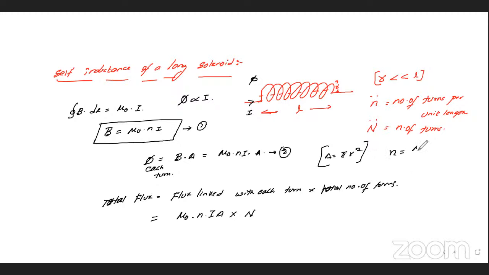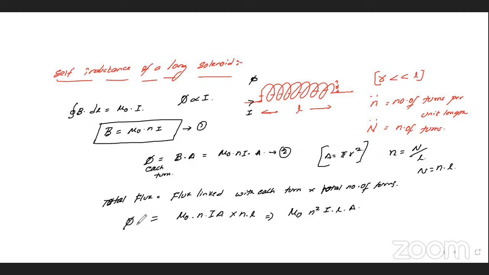Small n is equal to the number of turns per unit length. So capital N is equal to small n into l. I'm going to substitute that relation. So it is small n into l, which is equal to mu naught n square I l into A. This is your total flux linked within this coil.